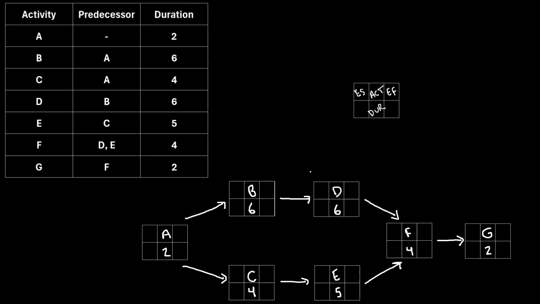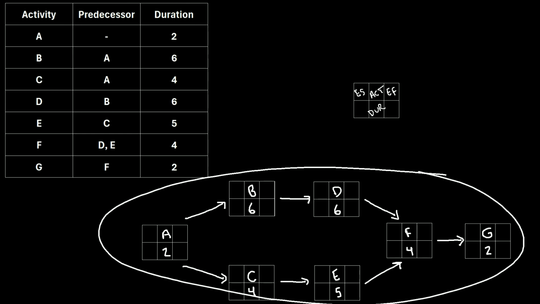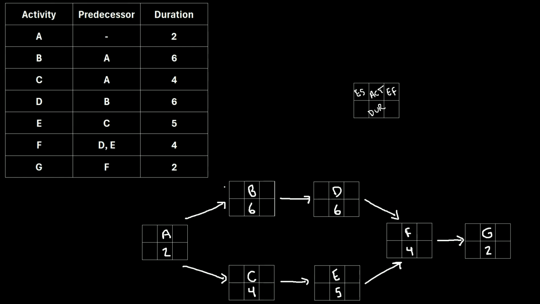Now, I've gone ahead and drawn a basic PDM network diagram here that shows the flow of each of these activities. Within each of these boxes, the top middle square shows the activity name, and the bottom middle square shows the duration of each activity. For example, in this first box here, we can see that activity A is the very first activity of this project, and it has a duration of 2. For this video, let's just assume that's 2 days.